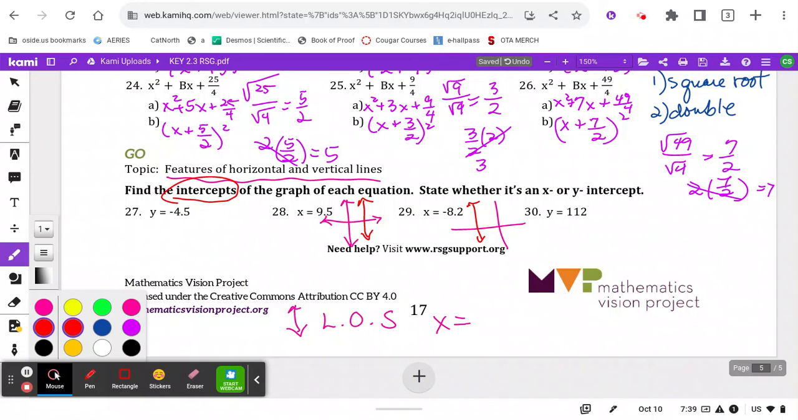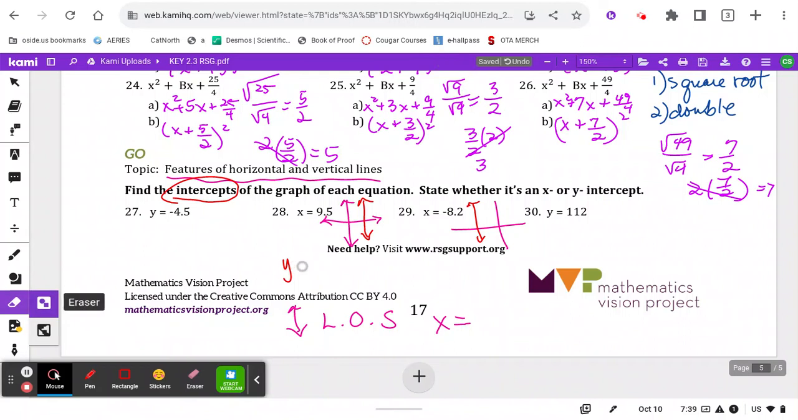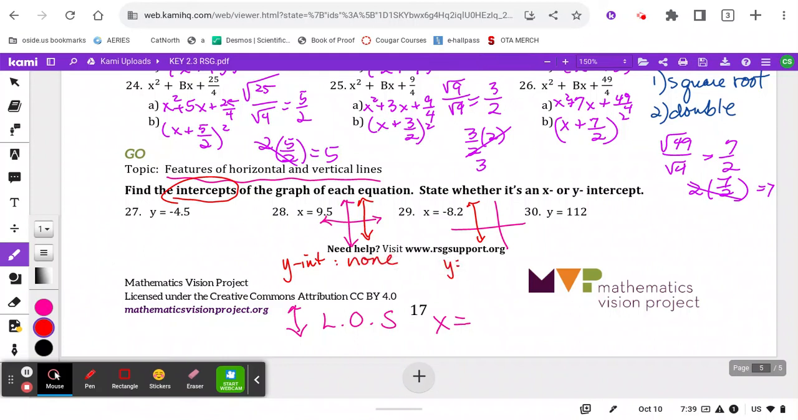Well, there is no y-intercept for each of these because it never touches the y, because it's a vertical line. But of course it has an x-intercept because it's an x equals line. My x-intercept goes through 9.5, 0, and my x-intercept goes through negative 8.2, comma 0. So when it's an x equals line, it has an x-intercept but not a y.